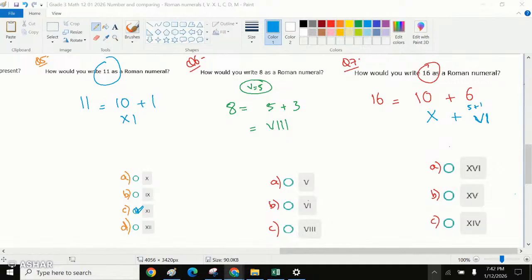That means XVI, because XIV would be 14, this is 15, and this is our 16, right? We had to find it for 16. Okay, thank you so much.